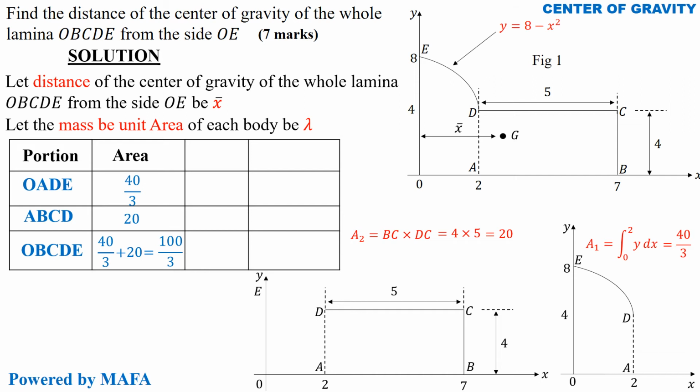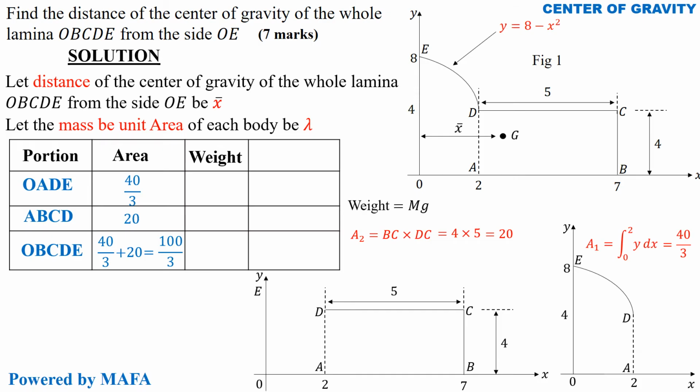You have the portion OADE and the portion ABCD. So the area of OBCD is simply the sum of the areas. So 40 on 3 plus 20 gives 100 divided by 3. Alright, the next part of our table is going to be the weight of each portion.